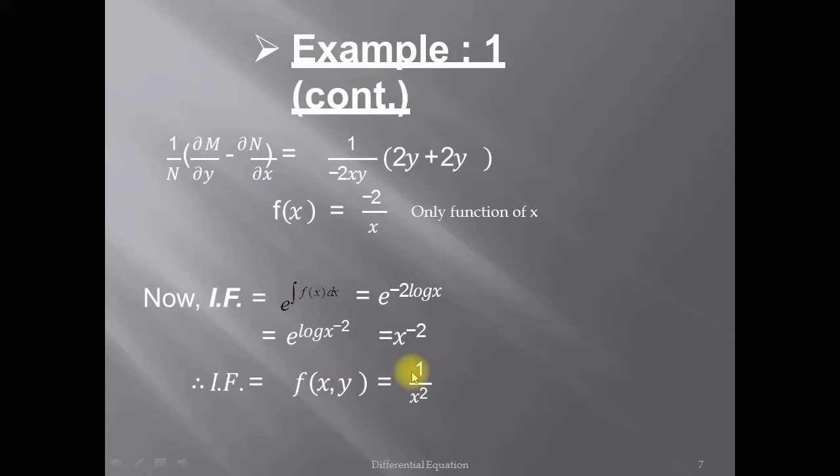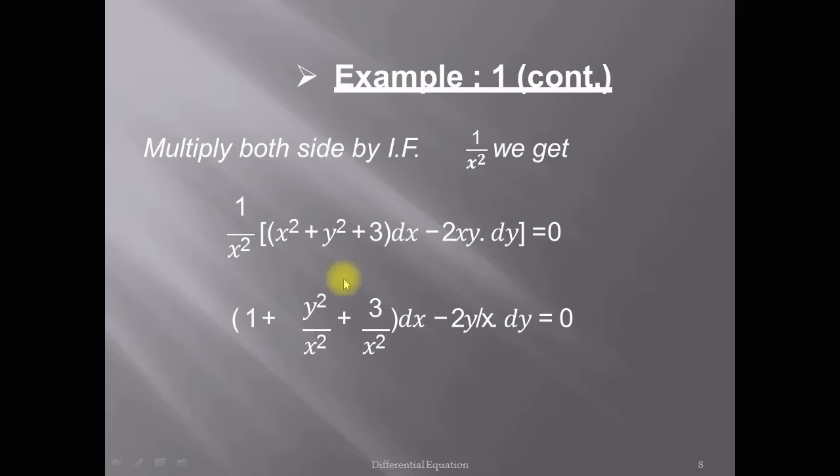Now we multiply this integrating factor to the given differential equation. This is the given differential equation. So multiplying by the integrating factor, which is 1 over x square, after multiplication we get 1 plus y square by x square, x square cancels, and 3 divided by x square. Similarly, multiplying 1 over x square to minus 2xy, x cancels, we get minus 2y divided by x. Now this is the new function of m.